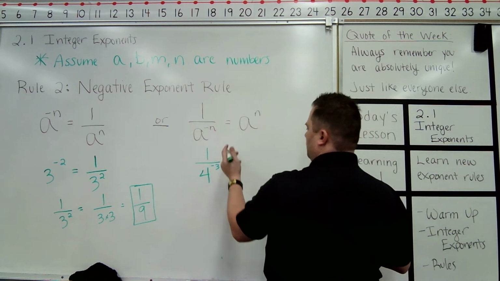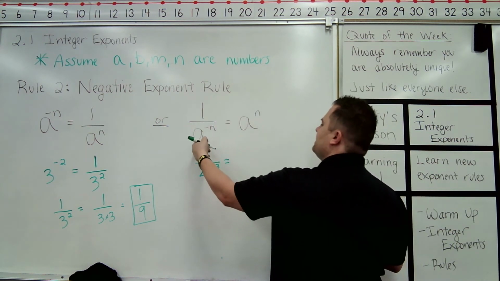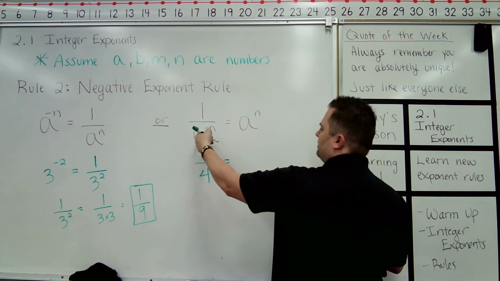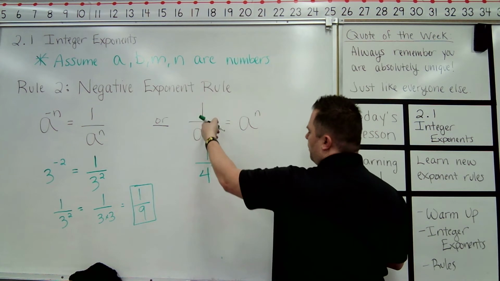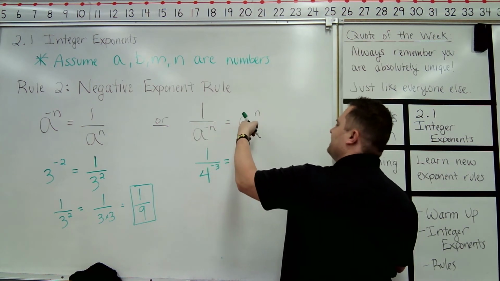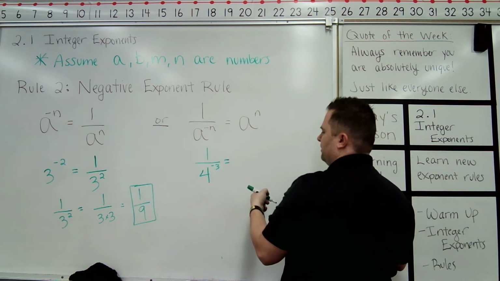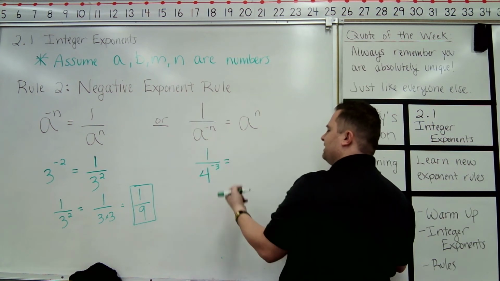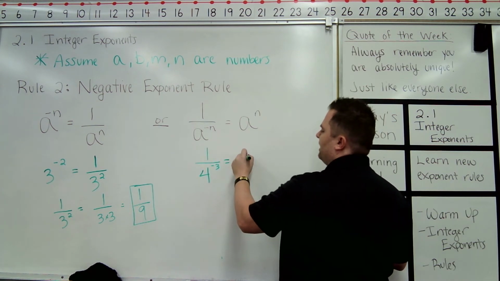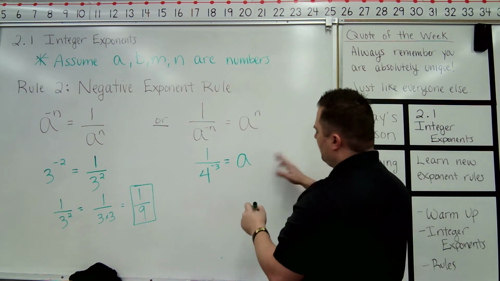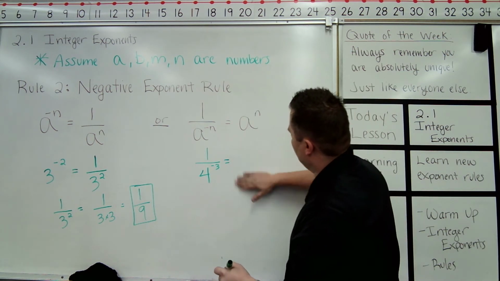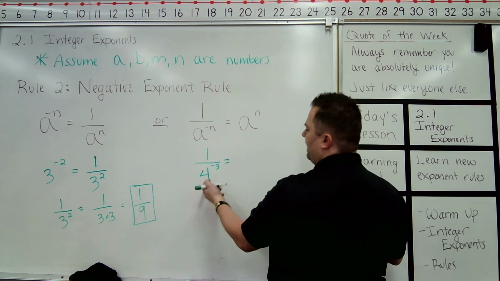According to this rule, it says I can take this negative exponent, 1 over a to the negative n, and write it as a to the positive n. So as complicated as this looks, I can rewrite it as a to the positive n. Okay, but I'm not going to write a, I accidentally did. I'm not going to write a because a is 4.